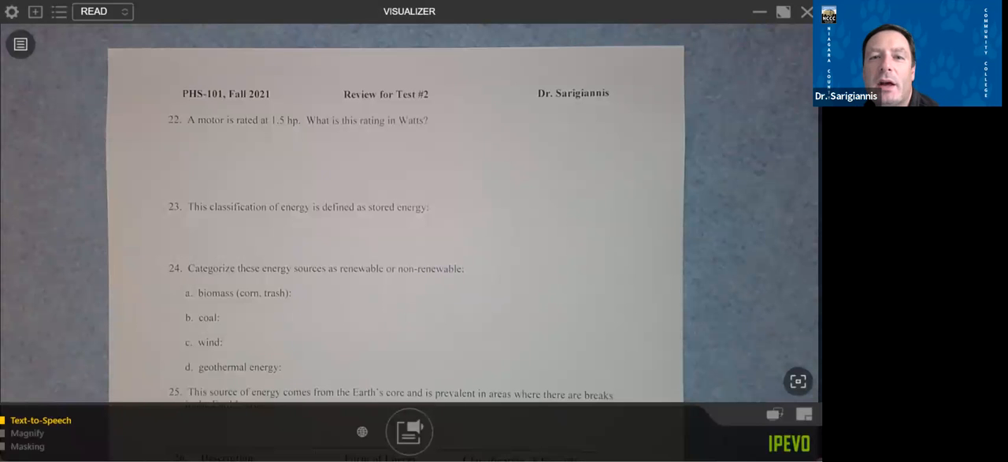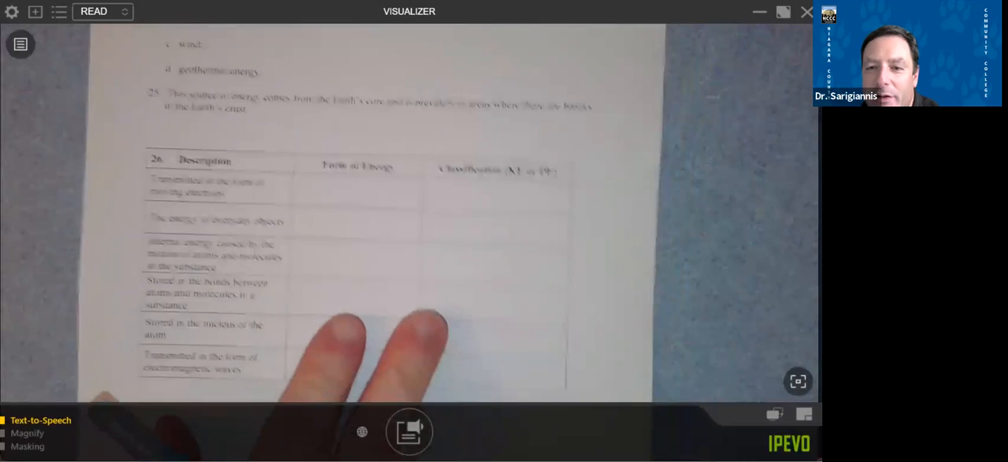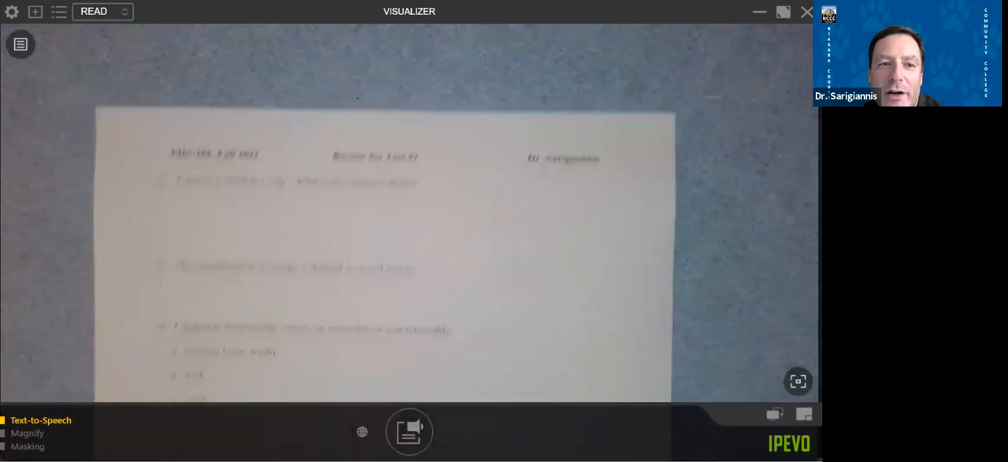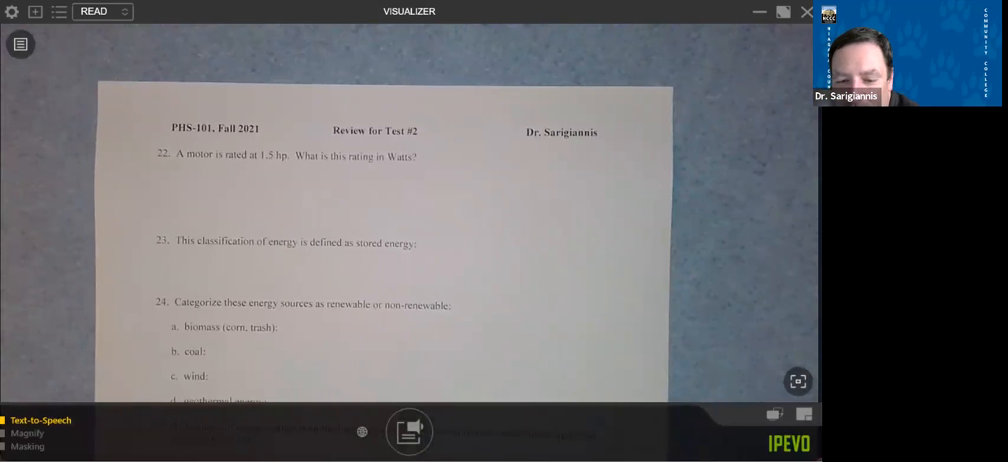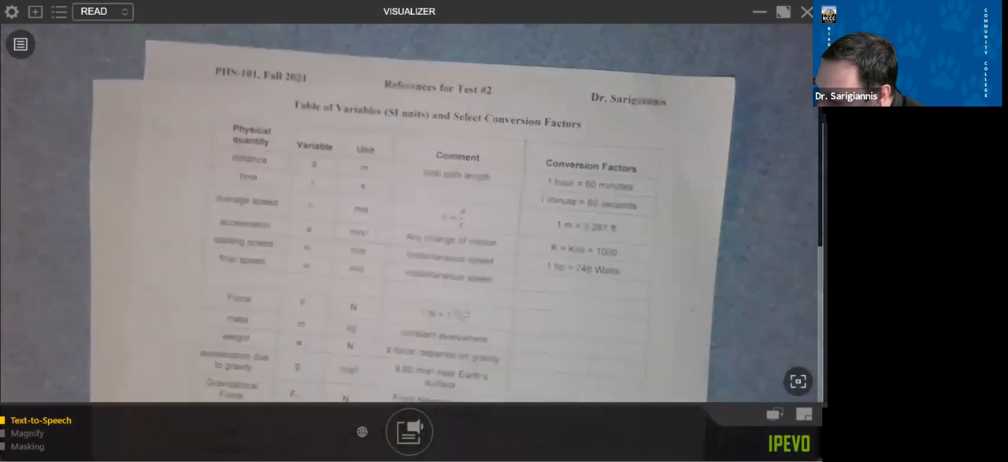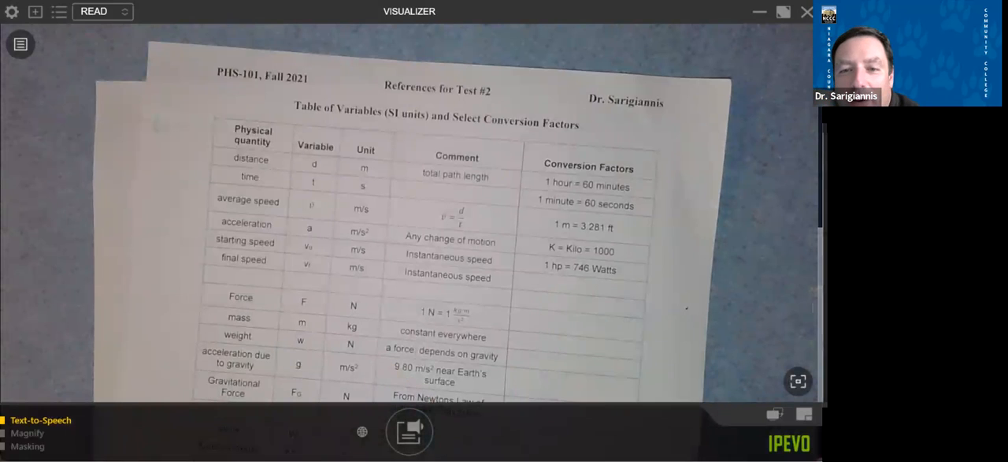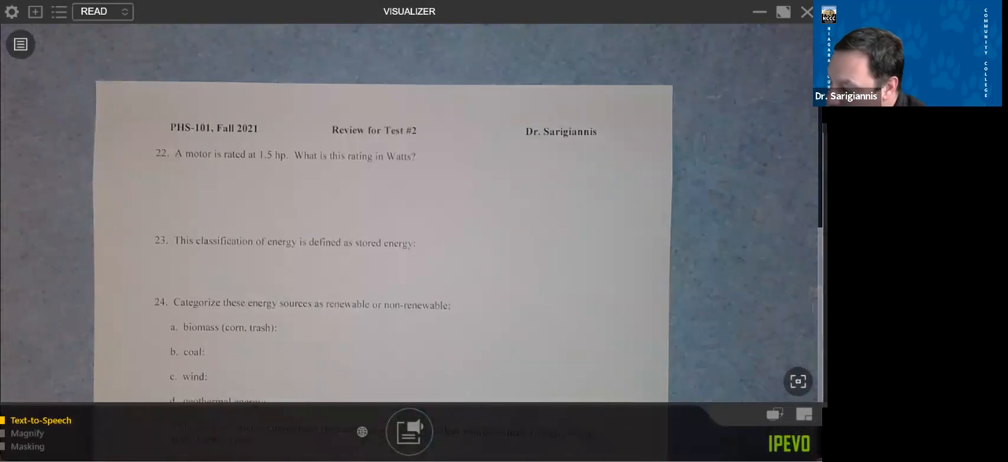Okay, this is page 10 in the review packet, and we're going to start here with number 22. Motors rated at 1.5 horsepower. What's the rating in watts? This is just a basic conversion problem. You have on your reference sheet 1 horsepower is 746 watts.